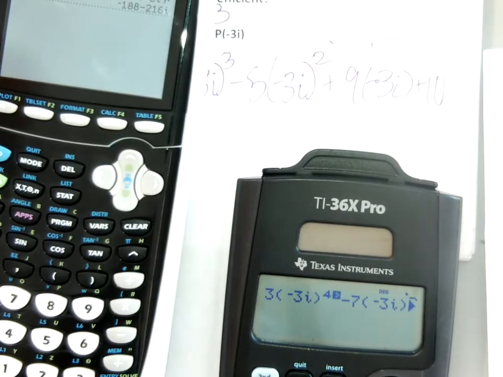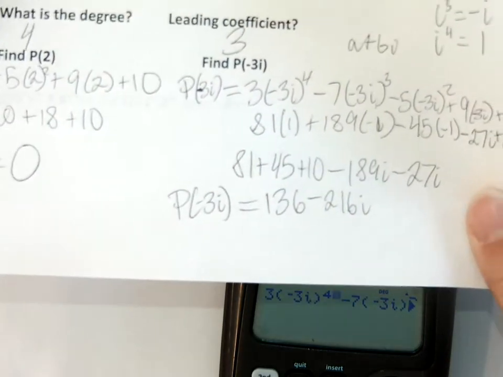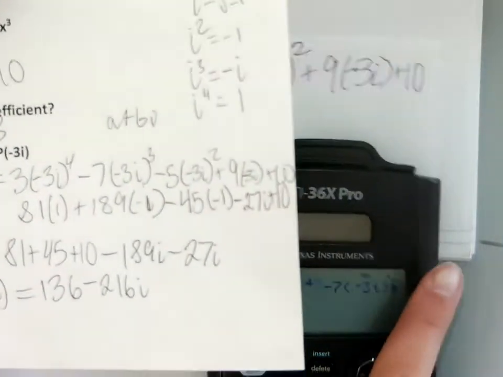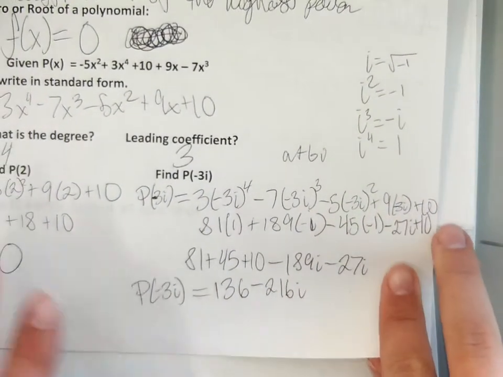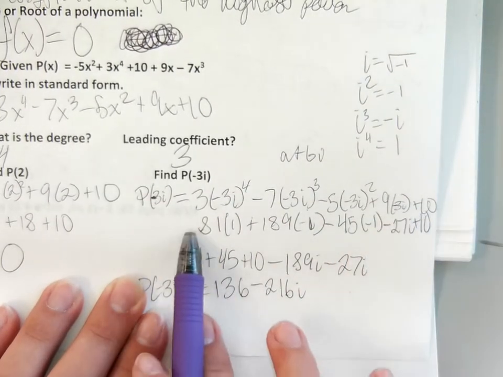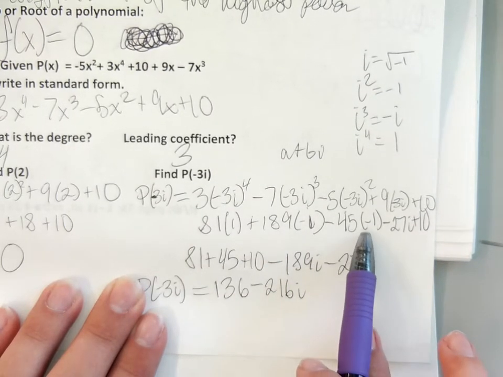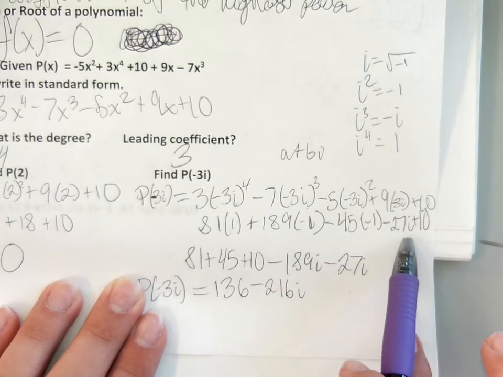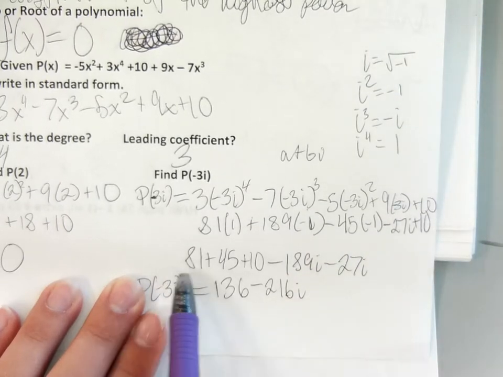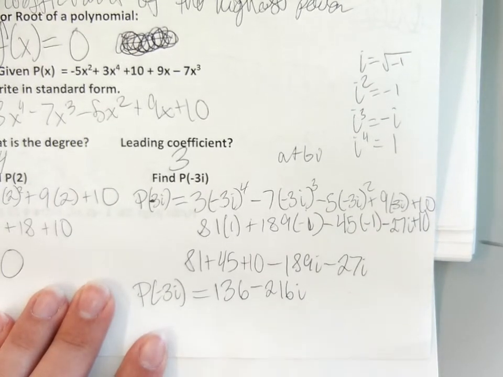The answer thing kind of bothers me. That might not be correct, but Brittany did get the answer, which is 136 minus 216i. Here, I'll just go through it without having to write it all down. You simplify your i's. You get 81 times 1, 189 times negative i, 45 times negative 1, and then 27i plus 10. And then you simplify it, you put it in a plus bi, and you get 136 minus 216i. Nice job doing it the hard way. Yay, Brittany.